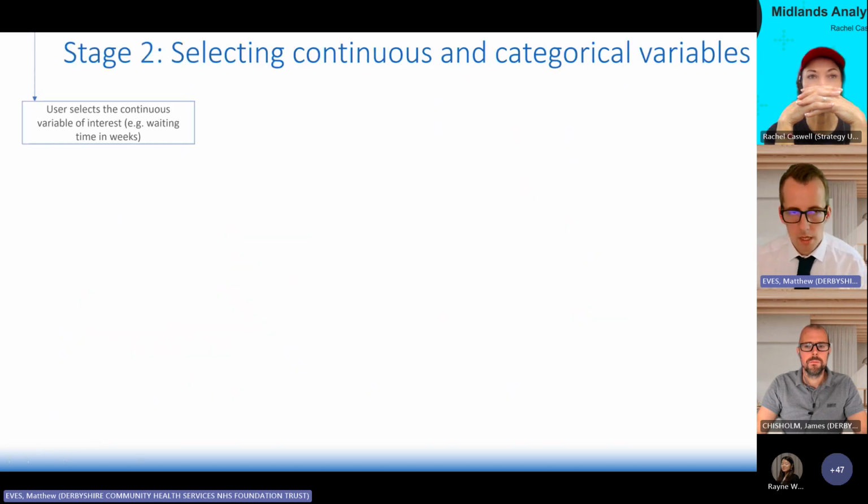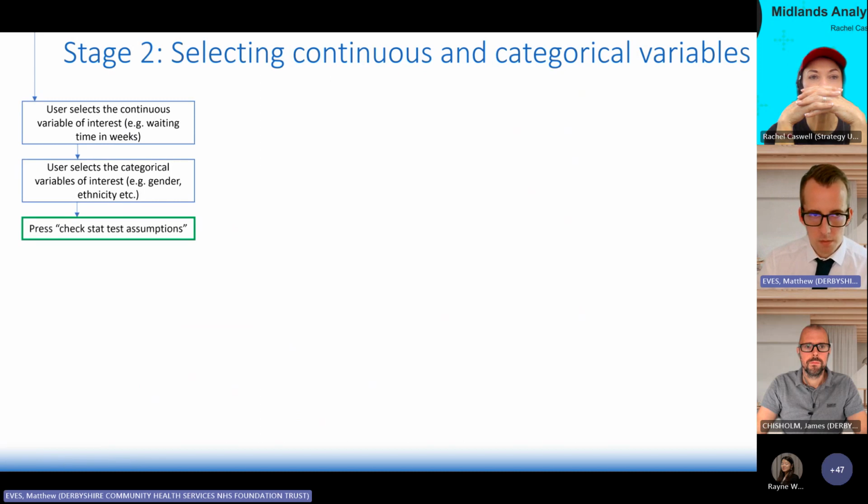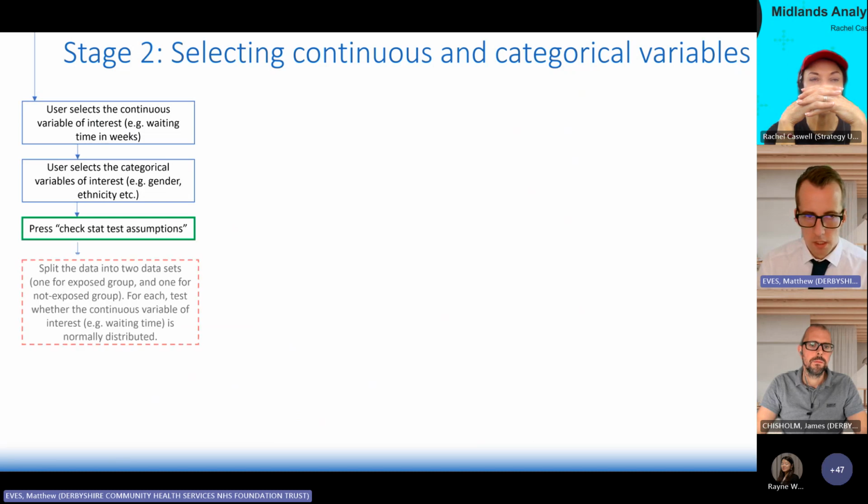Then there's a little bit of subsequent setup in terms of selecting a continuous variable of interest, so in our case, waiting time in weeks, and the categorical variables of interest like gender, ethnicity, etc. Then a button triggers the statistical test logic checks to happen. At this point, the data is split into two data sets, again for the exposed and unexposed group, and the test is whether or not the continuous variable of interest is normally distributed.